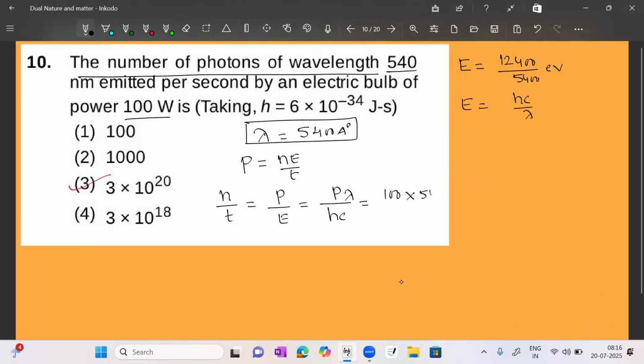Lambda is 5,400 angstroms, which means 10 power minus 10. H is 6 into 10 power minus 34. And the C value we know, 3 into 10 power 8. So now you will get 18, 6 threes are 18, 18 threes are 54. Now you get the exact answer, 3 into 10 power 20. Okay. Right.